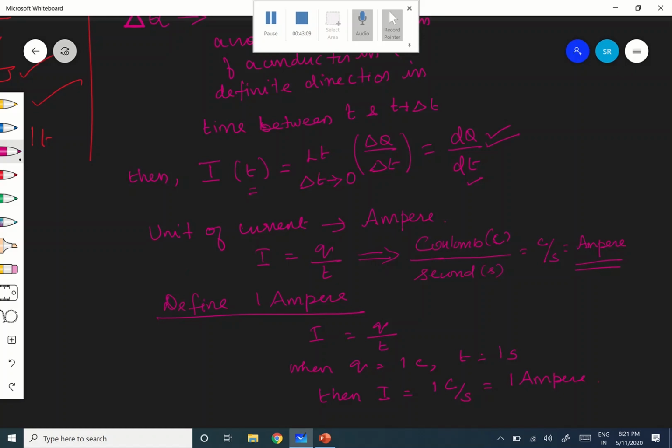Therefore, the current through the conductor is said to be 1 ampere if 1 coulomb of charge is flowing per second through any cross section of the conductor. If 1 coulomb of charge flows through any cross section of the conductor in 1 second, then this is what is called ampere. Are you following? Okay, therefore, next one.